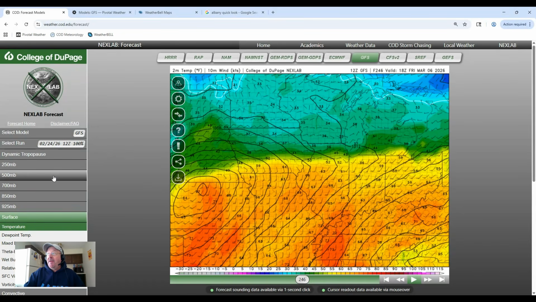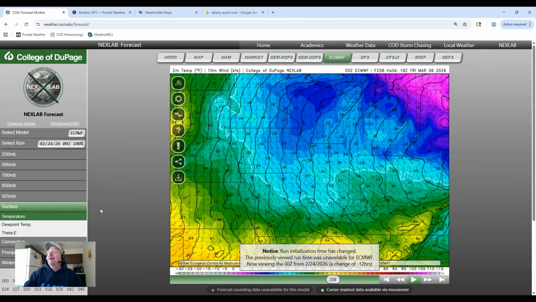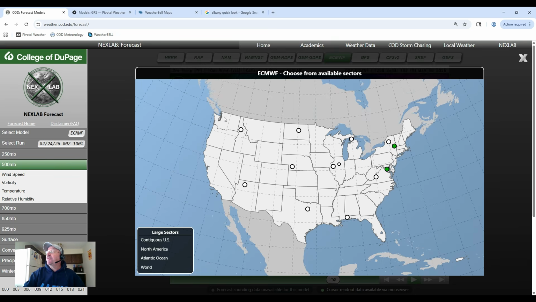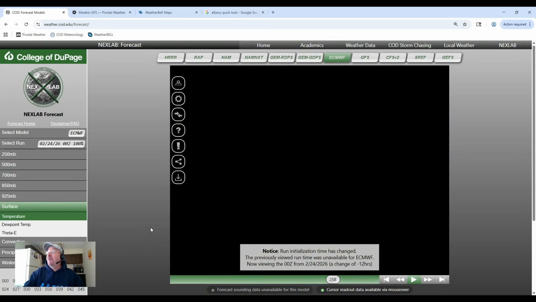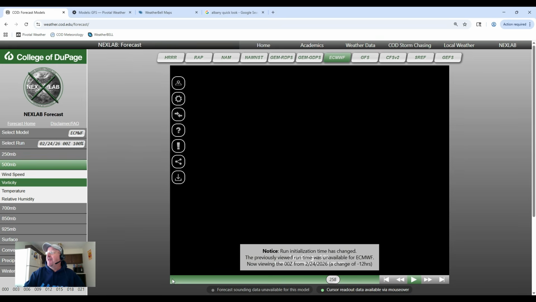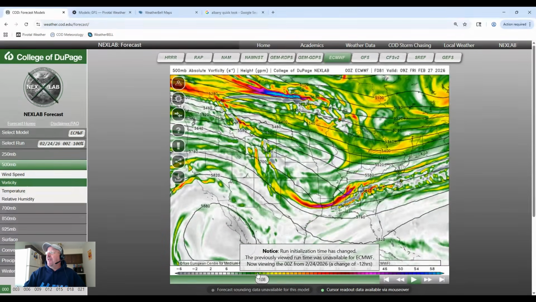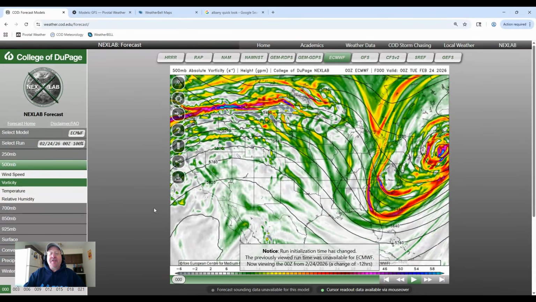And every model is going to be different. The European's 500 millibar is going to be different than what we see with the North American model or the Canadian model. So that, in a nutshell, is what the models do and how we look at things.